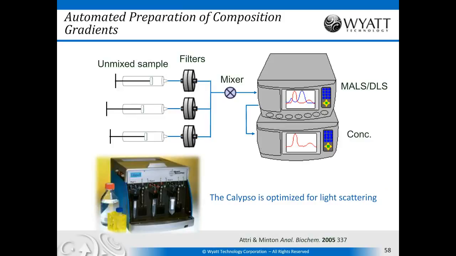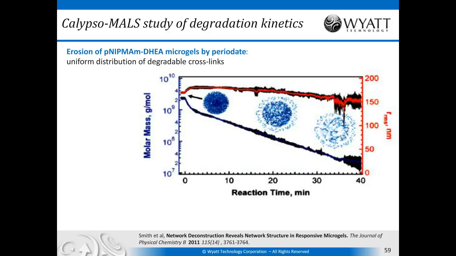So very briefly, the Calypso system, which is the composition gradient component, consists of 3 computer-controlled syringe pumps. Those solutions are run through filters and injected into the light scattering and concentration detector. For the example I'll show you here, we won't have a concentration detector, just the light scattering detector will suffice. And this was, again, a microgel. And so the microgels were exposed to periodate by combining them in the stop flow technique.